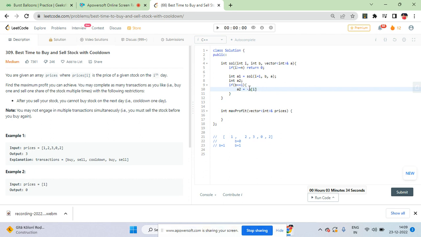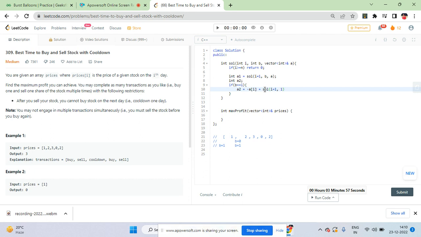Why am I doing minus of a[i]? When you buy a stock, you give some cost, you have to pay something. So this is the price which you have to pay before buying the stock, so this is minus for that. And when you get something after selling, you will add that into your a2. But currently, first you have to pay the price for buying the stock, so this is minus a2, then solve of i plus 1.